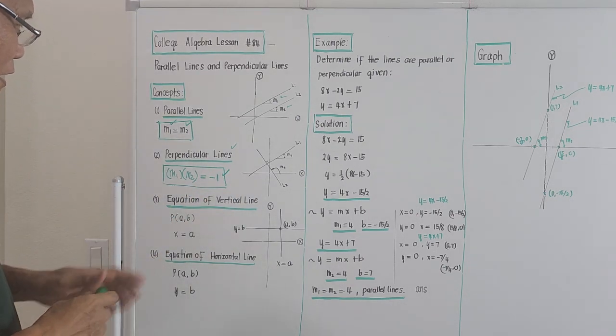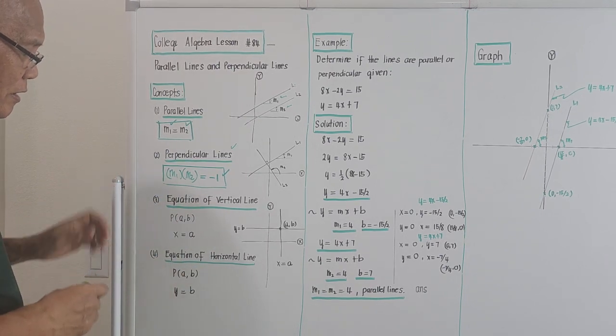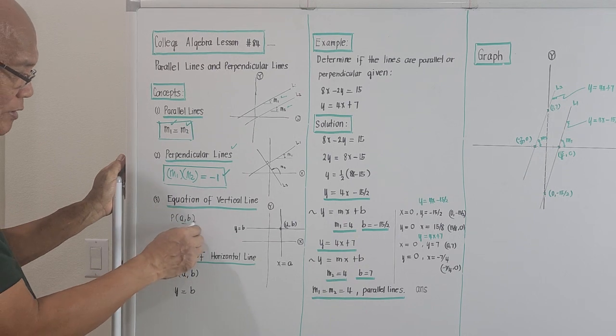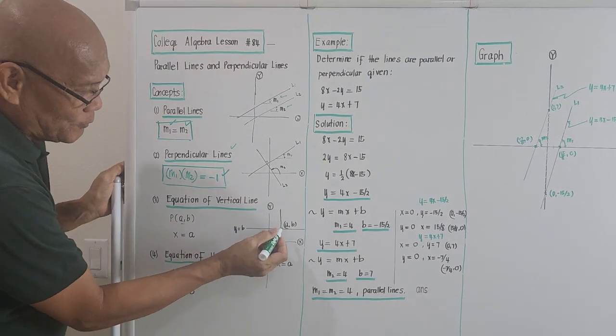The additional special case here is the equation of a vertical line. If we consider point P with the coordinates A and B, this is point P.